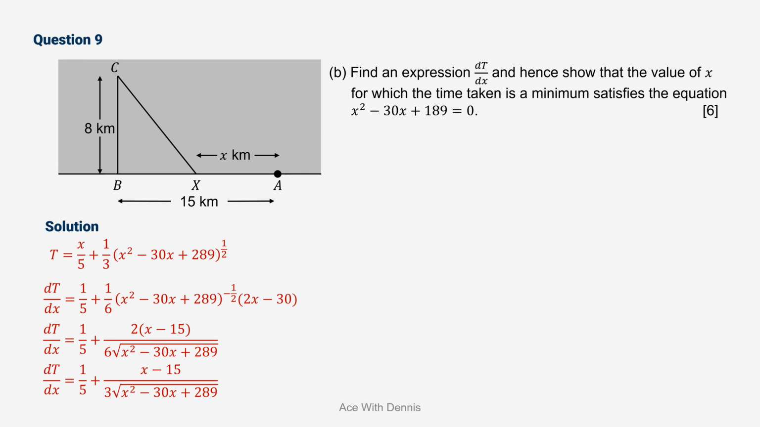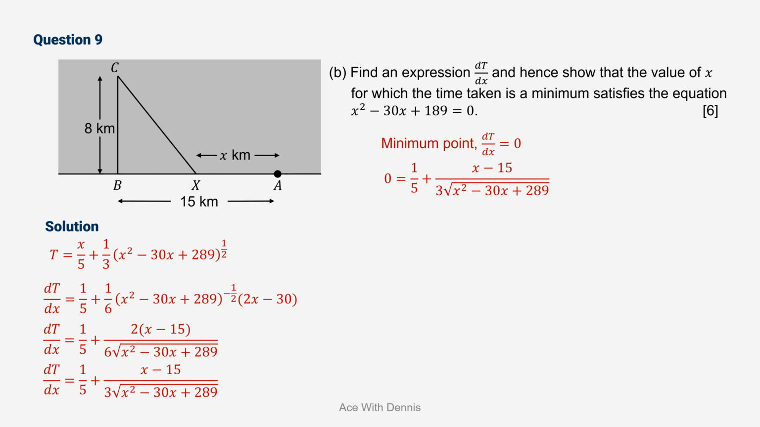So the next thing we need to do is we want to prove the equation x squared minus 30x plus 189 equals 0. Given that it is the minimum point, dt over dx will be equal to 0. Therefore, 0 equals 1 over 5 plus x minus 15 over 3 square root of x squared minus 30x plus 289. So we have to rearrange this equation so that it becomes the equation that we want to prove.